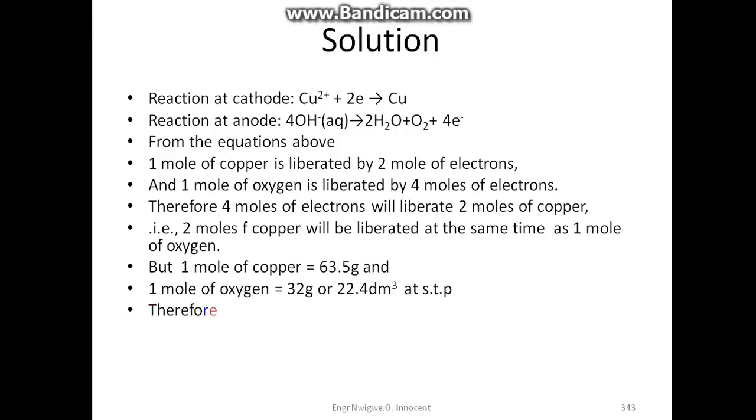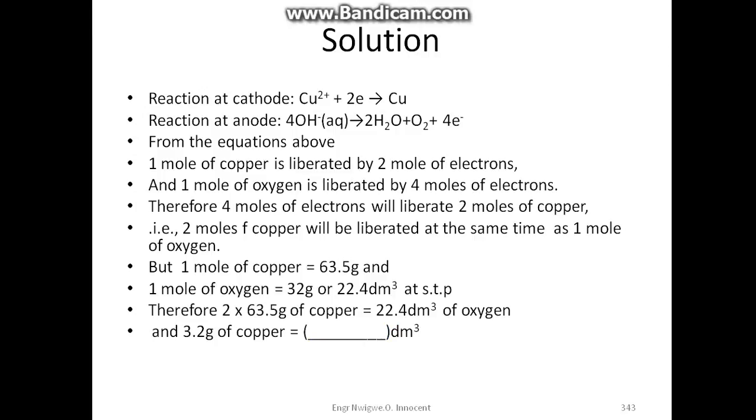Therefore, 2 times 63.5 gram of copper is equal to 22.4 dm cube of oxygen, and 3.2 gram of copper is equal to 3.2 times 22.4 divided by 2 times 63.5 dm cube, which now gives us 0.56 dm cube, or equals 560 cm cube.